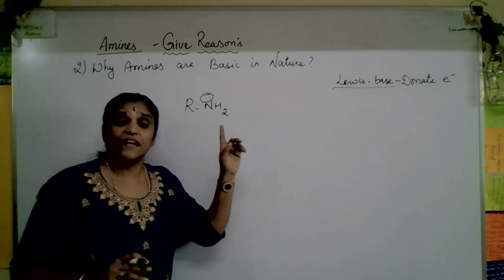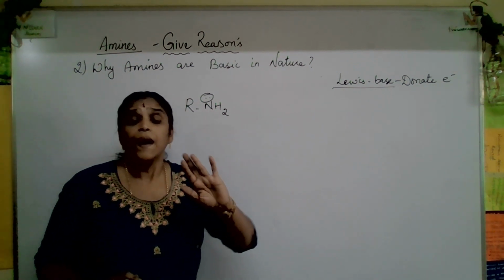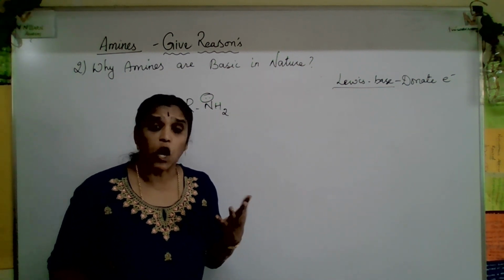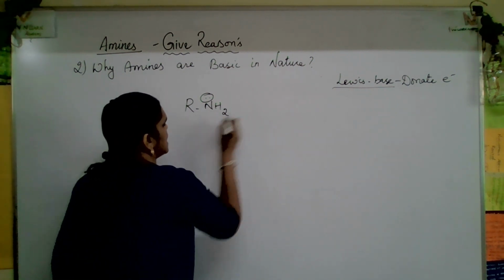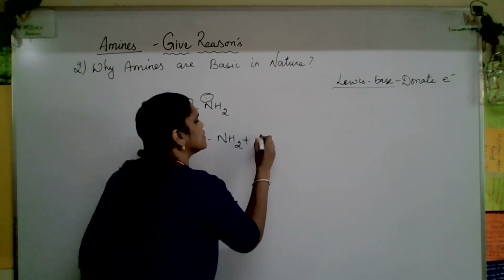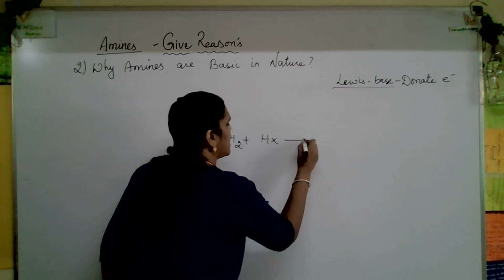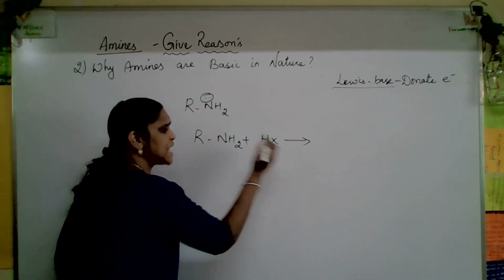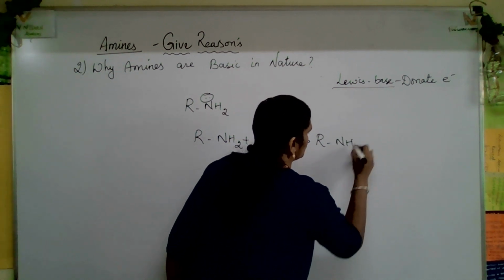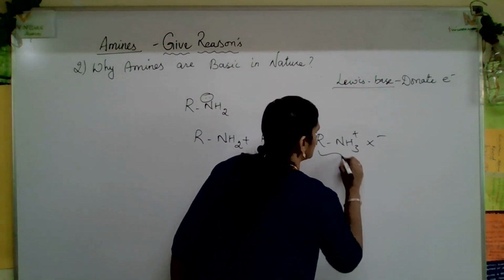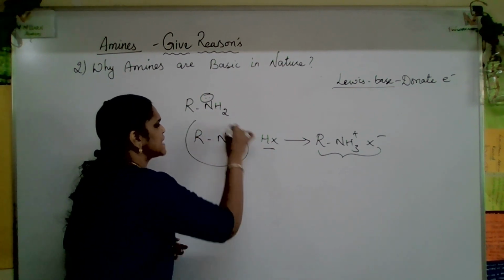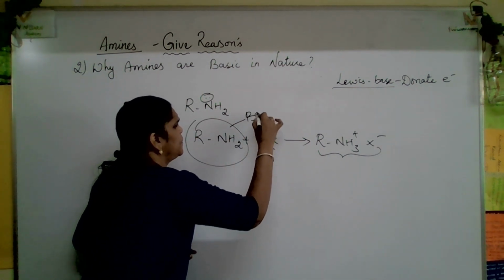Let us check whether it is a base or not. Generally, when acid and base combine, you get salt and water. Now this is that acid. So RNH2 combined with hydrogen halide gives RNH3+ X-. This is salt formation only, so definitely it acts as a base.